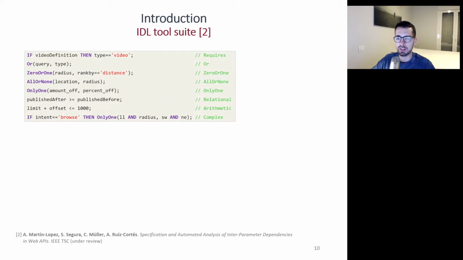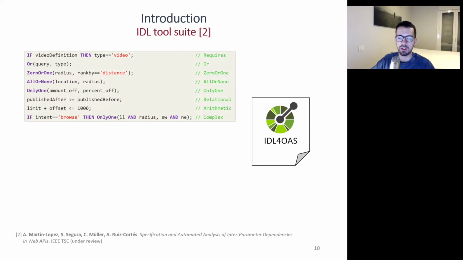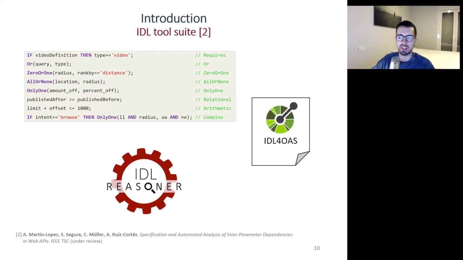We also created an OpenAPI specification extension so that you could include these dependencies directly within the OpenAPI specification document, easing the work for developers. And finally, we also created a tool called IDL Reasoner, which allows you to automatically analyze these dependencies. For example, to automatically generate a valid request, a request satisfying all dependencies, or to check whether a given API request is valid or not.